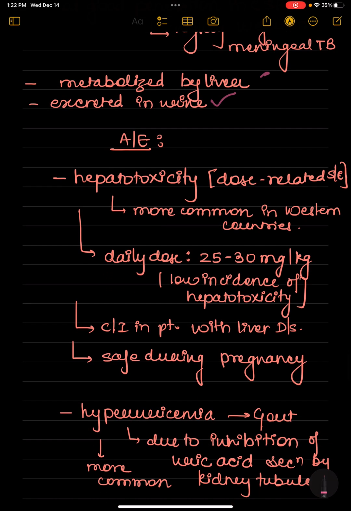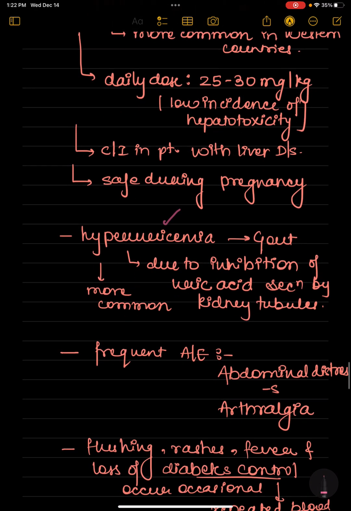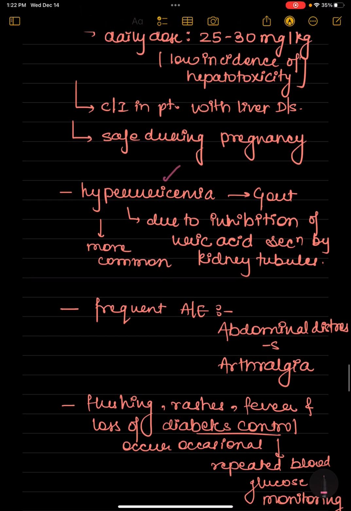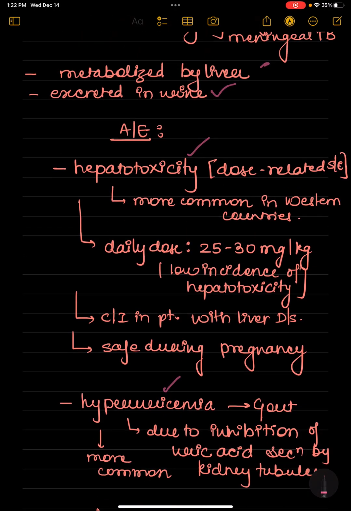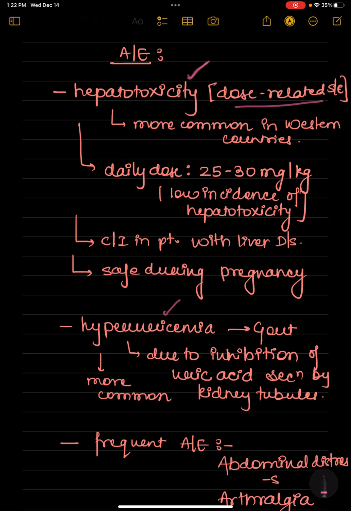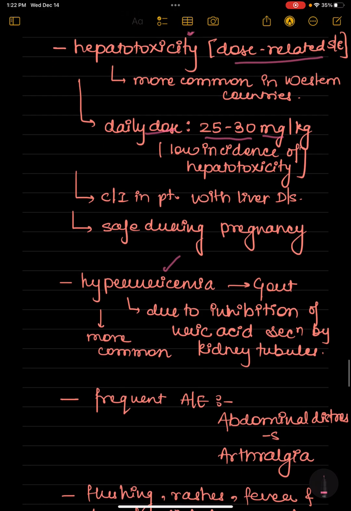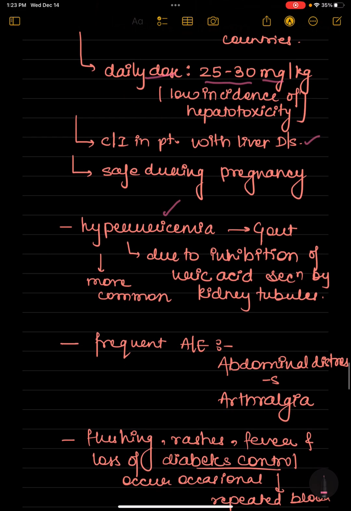What are the adverse effects? Hepatotoxicity, hyperuricemia, and some other side effects. Hepatotoxicity is a dose related side effect. It is more common in Western countries and less common in Indians. So we give a daily dose of 25 to 30 mg per kg to prevent the incidence of hepatotoxicity. It is contraindicated in patients with liver disease and is safer during pregnancy.